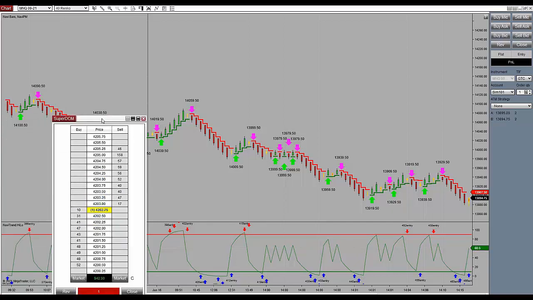So here's the live trade on the E-mini. Now, if I want to take profits on this trade, I can just click buy market, close out the trade.